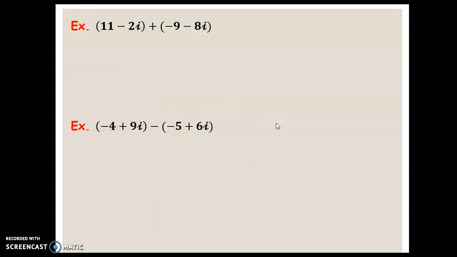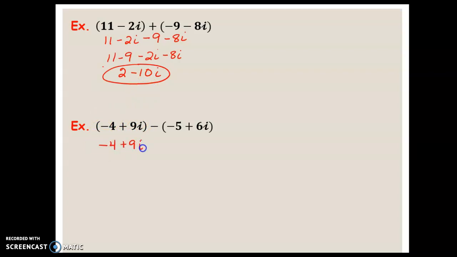So make sure you're paying attention right now with these negative signs I'm getting ready to do. 11 minus 2i. A positive with a negative would make that negative. Positive with a negative would make that negative. So when you put them together, you'll have 11 minus 9, minus 2i, and minus 8i, which makes 2 minus 10i. That's it.